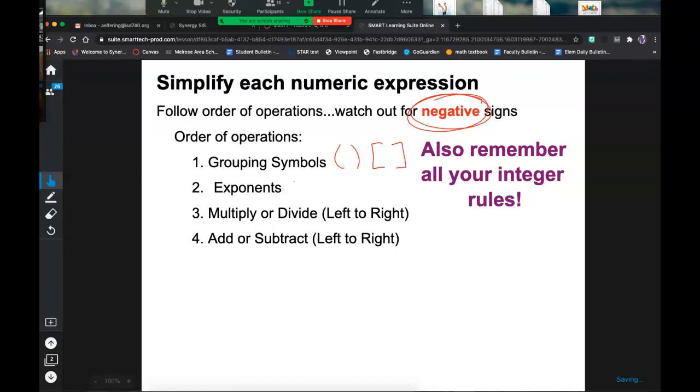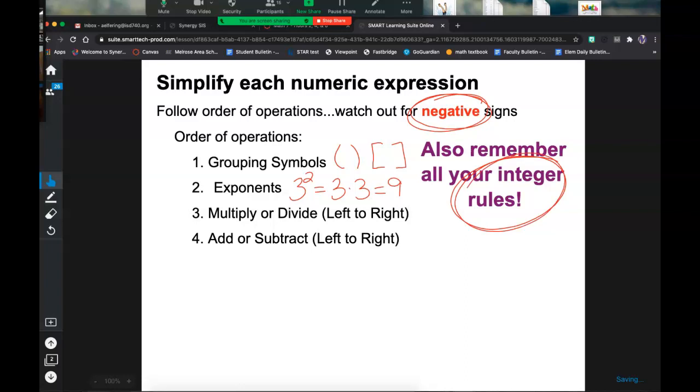Exponents might be like 3 to the second power. And remember, 3 to the second power just means 3 times 3, which is 9. Okay? And then we multiply or divide from left to right, and then we add or subtract from left to right. We also have to remember all of our integer rules.